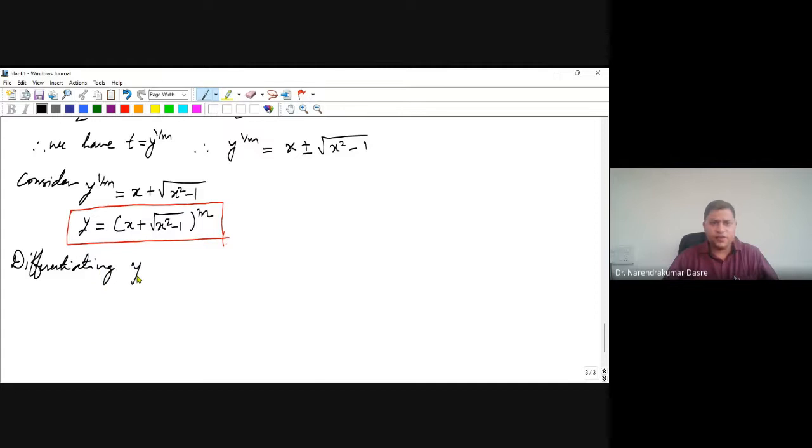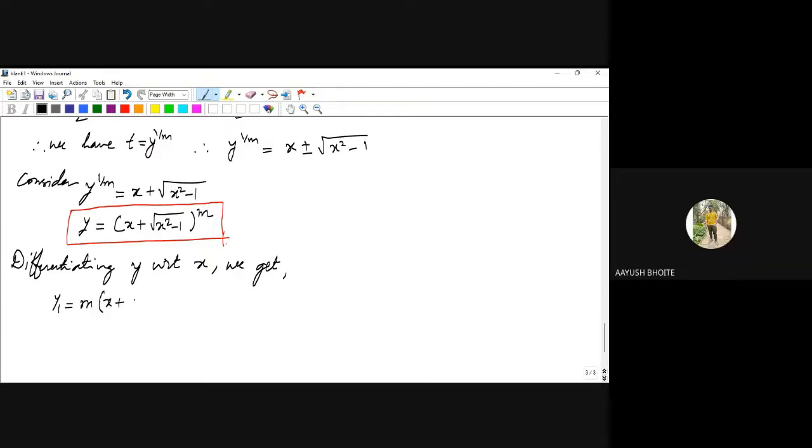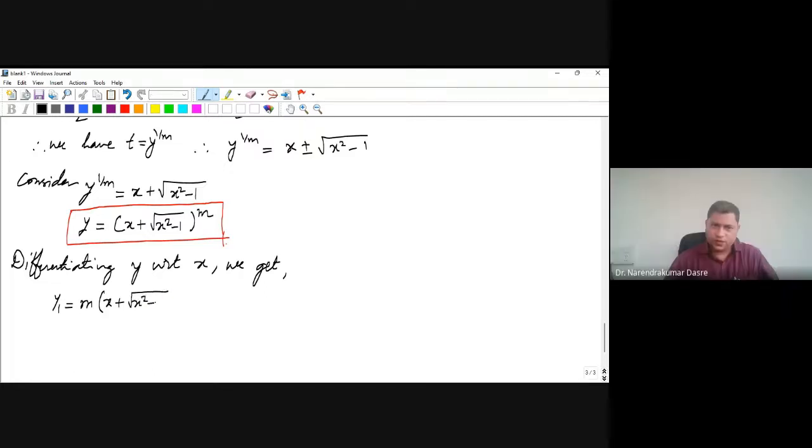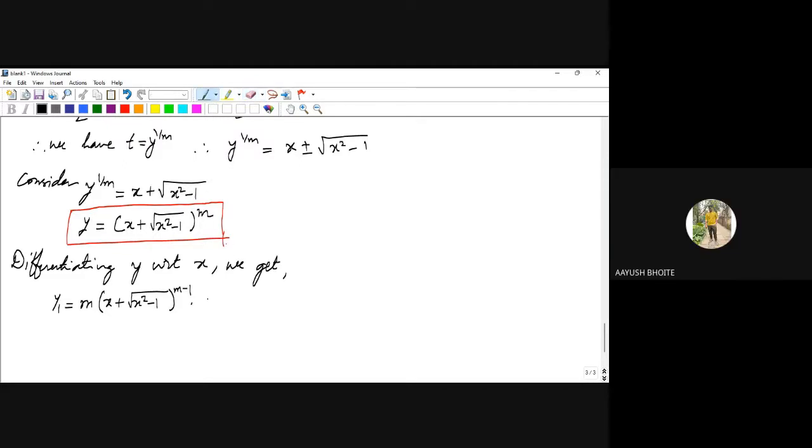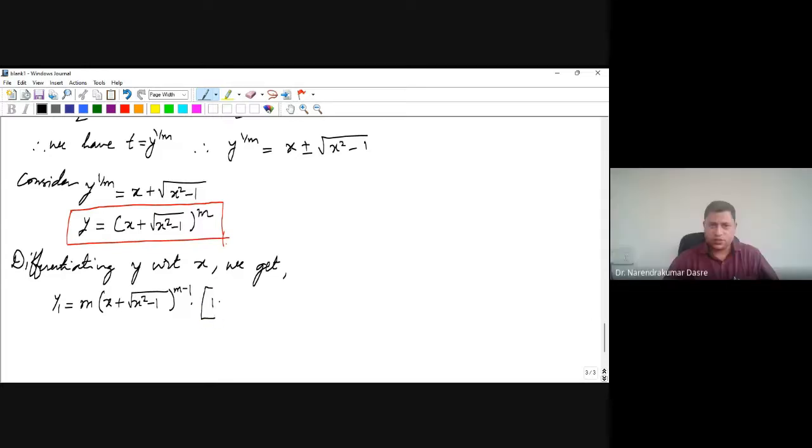Differentiating y with respect to x, we get y1 is equal to m, (x plus root of x square minus 1) bracket raised to m minus 1, because m we have taken down and this power reduces by 1. Then we have to find the derivative of this bracket: 1 plus the derivative of the root term. Derivative of x is going to be 1.